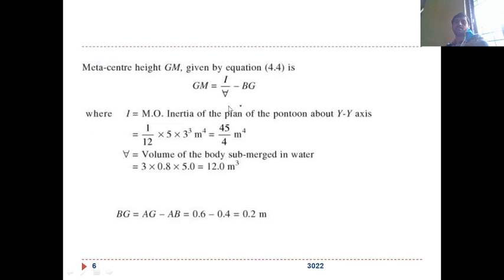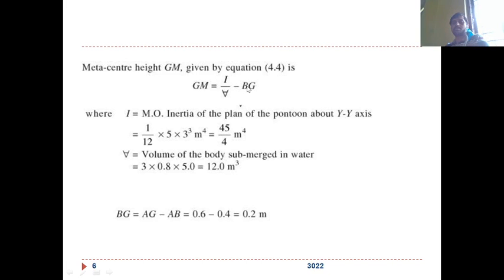Now, as you can observe from the previous lectures on metacenter, there is an expression for metacentric height. GM, the metacentric height, is equal to I by V-bar minus BG. This V-bar is written in a specific way, with a stroke drawn over the V. It stands for the volume of the object which is immersed in water.